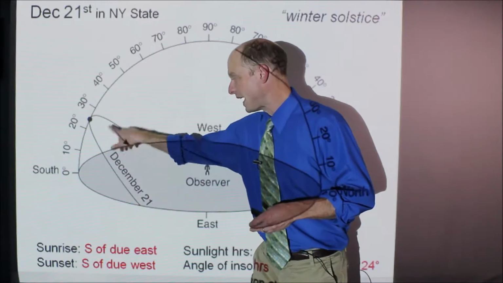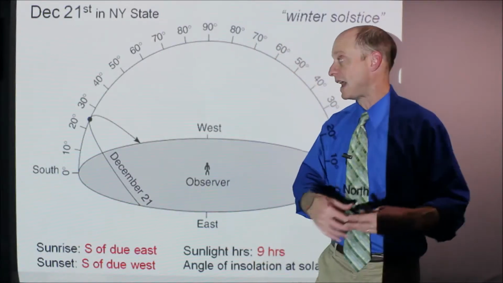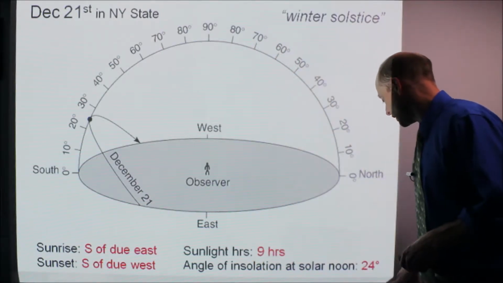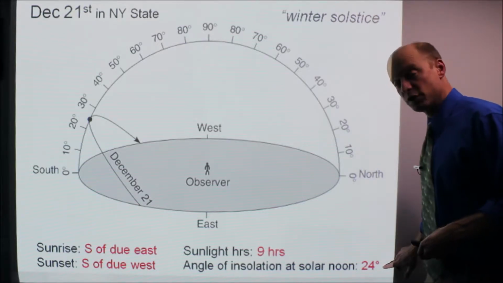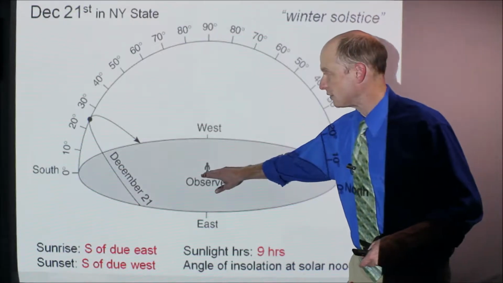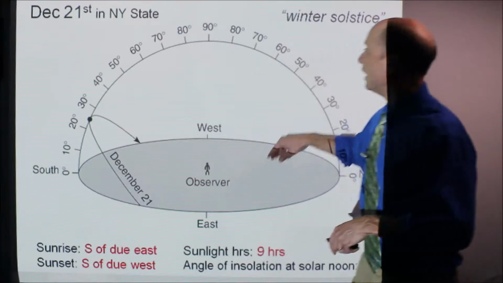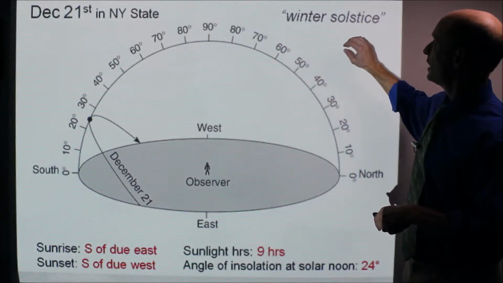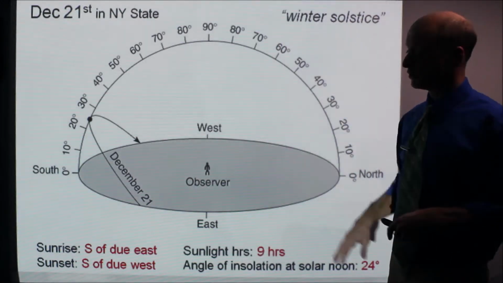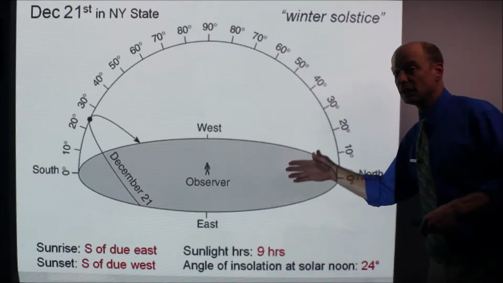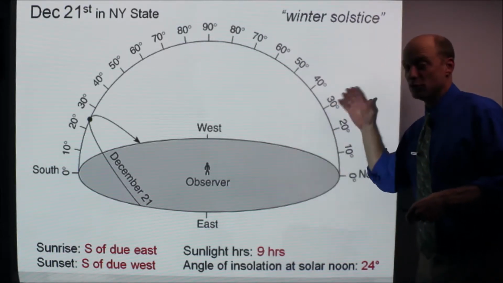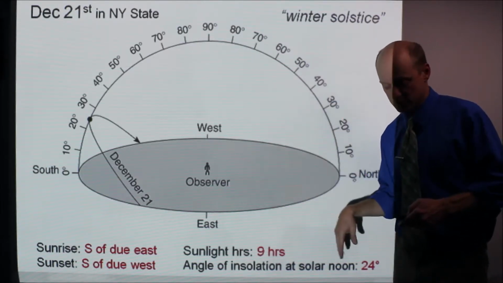So the shorter the path is, the shorter the daylight hours, okay? And the angle of insolation at solar noon is 24 degrees above the horizon for that guy. It's kind of shown on here. Also, December 21st is the first day of winter. It's called the winter solstice. There's a lot here. You need to really know this and commit it to memory. You may need to watch this video a few times.